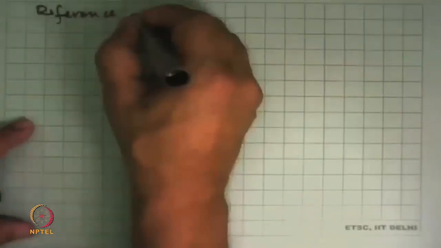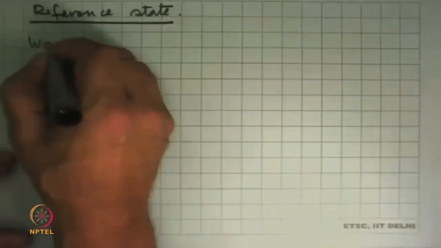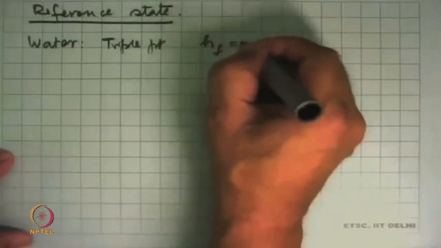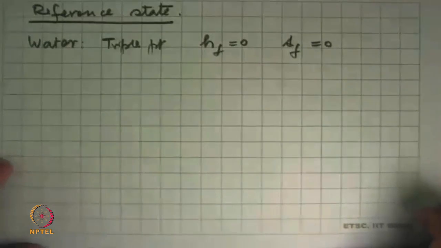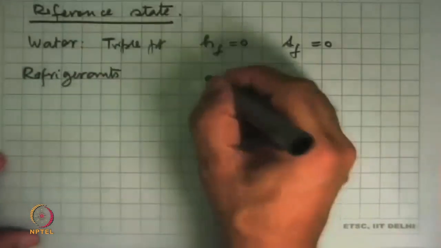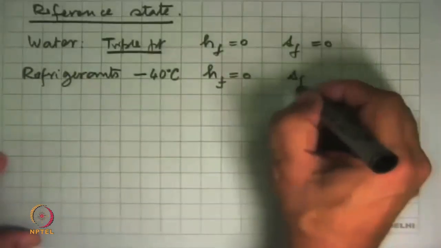In making the properties and putting numbers, we need a reference state. And what has been done over the past many years is that we select a state so that values of U, H, S and all, they are somewhat nice manageable numbers, and it's not that all of the numbers are 10,000, 15,000, 20,000. So different materials have a different reference state. For water, we say that at the triple point, HF is equal to 0, SF is equal to 0. For most refrigerants, instead of triple point, we say minus 40 degrees Celsius, HF is set to 0, SF is set to 0.